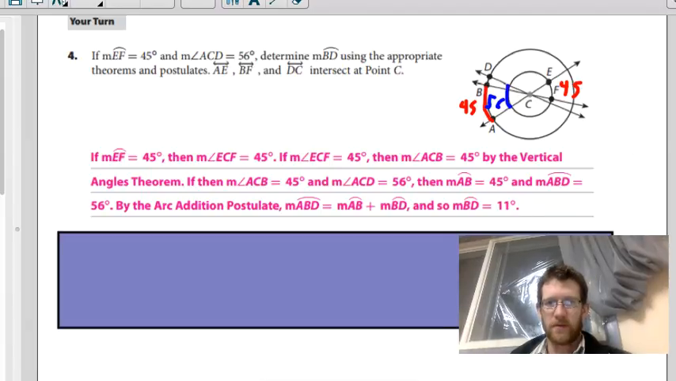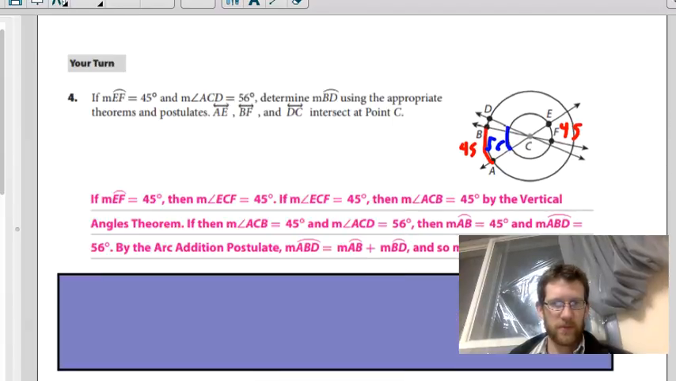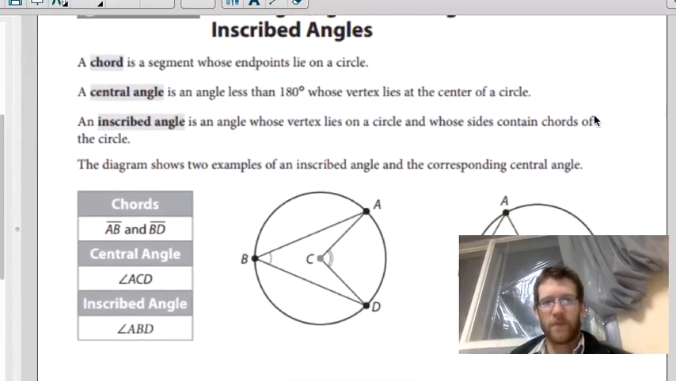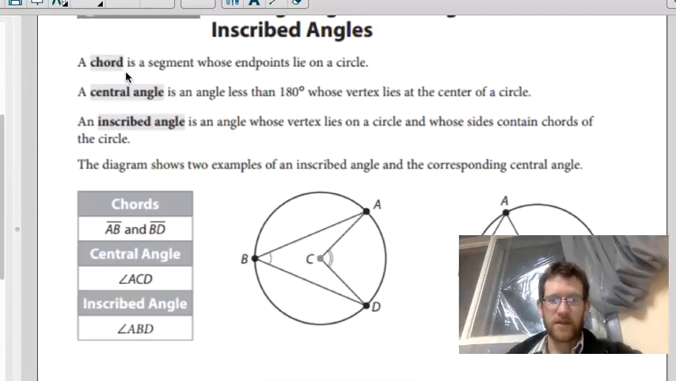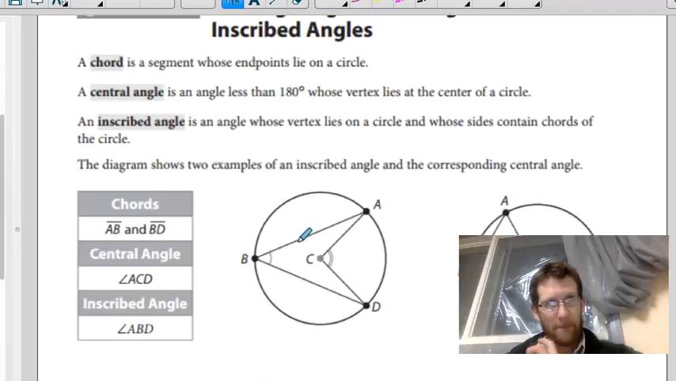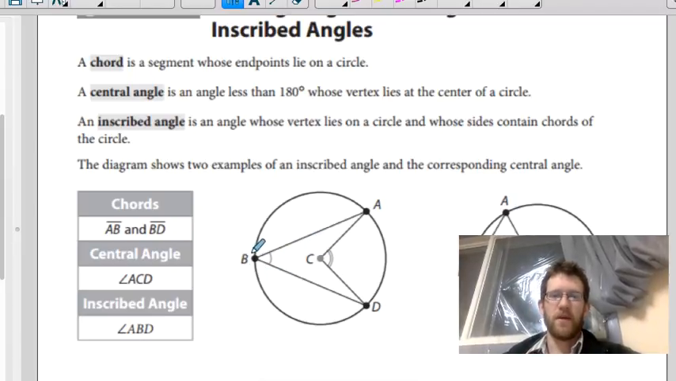All right, moving on. A few more definitions to get through. A chord is just a segment where the endpoints are on the arc or the circle itself. So AB here is a chord, BD is a chord, DC is not, because not both endpoints are on the circle itself.